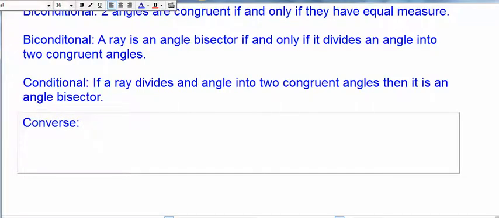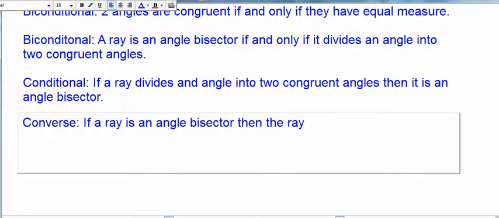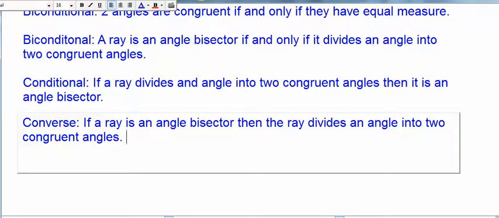So the converse. Anybody? If a ray is an angle bisector, then the ray divides an angle into two congruent angles. Very good. Okay? So that's doing it forward, starting with a conditional statement, determining its truth value. It's true. Write the converse. If it's true, you write the biconditional. If you have the biconditional, you can write the conditional that it came from and the converse that it came from. Clear?